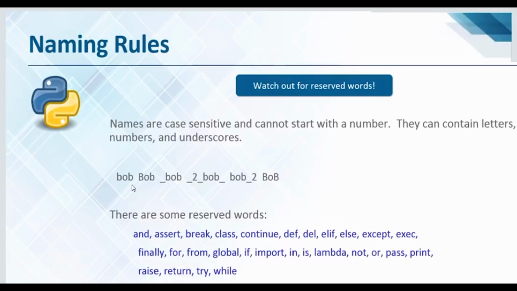The valid examples are Bob, capital Bob, underscore Bob, Bob underscore 2, and so on. There are also some reserved words. So what are reserved words? We will explain it later. These are some reserved words: and, assert, break, class, continue, def, del, elif, else, except. So these are all keywords.